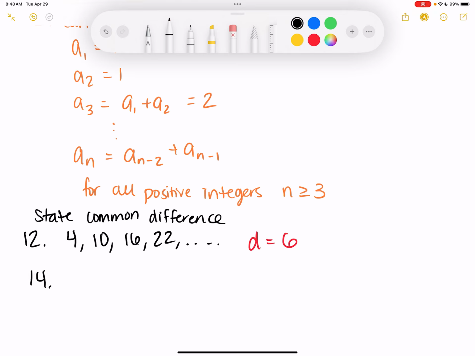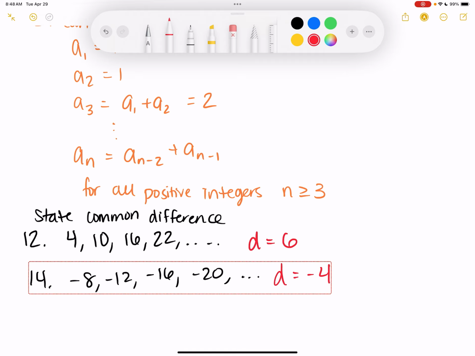The next sequence is -4, -8, -12, -16, -20, and so on and so forth. How am I getting from one term to the next on this one? Notice they're negative numbers. Yep, -4, so the common difference is going to be -4 on this one. That means I'm subtracting 4 to get from one term to the next.